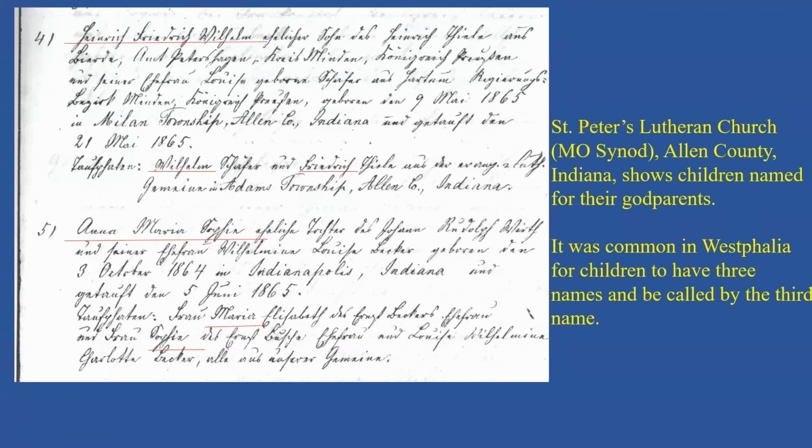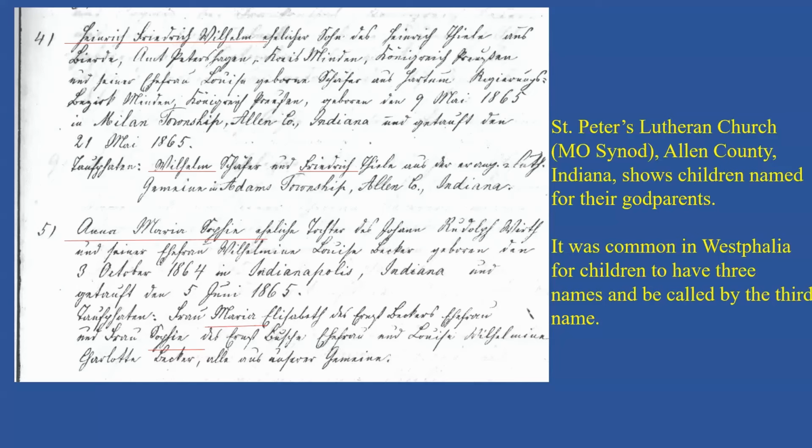In the first example, we see the baptism of Heinrich Friedrich Wilhelm, the son of Heinrich Beatty and his wife Louisa Schaefer, originally from Petershagen in Kreis Minden, Westphalia. His godparents were Wilhelm Schaefer and Friedrich Thiele, and both names are incorporated into his birth name. It was common for Missouri Synod Lutherans to give their children 3 names, and the child would often be called by the second or third name. However, this was different than the rufname system, since the first name would be given multiple times.